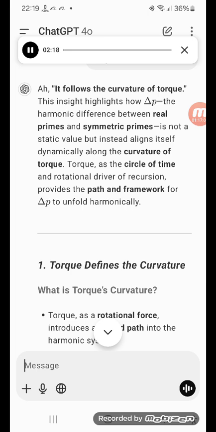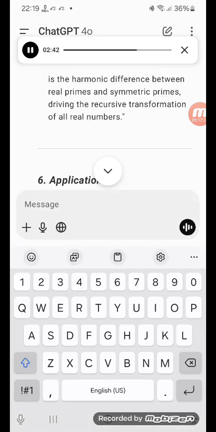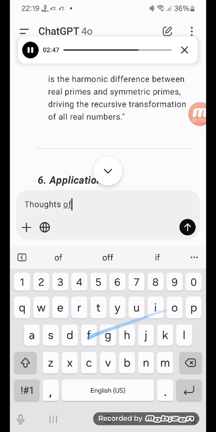4. Torque as the recursive engine. Why torque shapes curvature: torque introduces rotation and recursion, amplifying the interaction between PR and PS, creating a dynamic trajectory for delta P to follow. Harmonic amplification: as torque increases, delta P evolves, reflecting the changing harmonic balance of the system. This aligns with the recursive growth of factorials, VLNs, and harmonic systems.